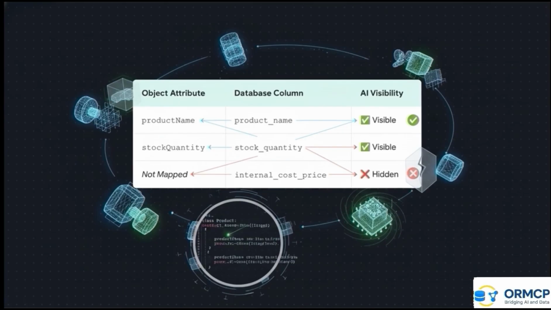In our mapping file, we explicitly define which database columns connect to which object attributes. So things like product name, yeah, they're visible. But sensitive columns, like a social security number or maybe an internal cost price, we just never map them. They literally don't exist in the AI's version of the world. So it's physically impossible for the AI to ask for them, let alone see them.